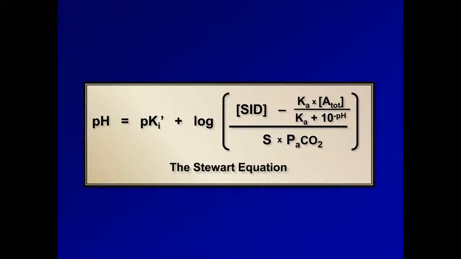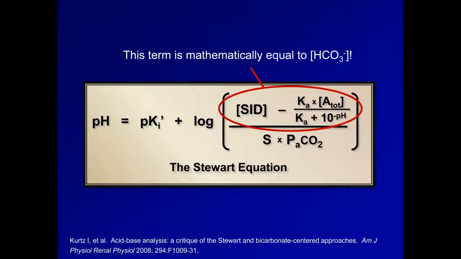To remind you, this equation is the final result of Peter Stewart's complex analysis of human acid-base physiology that was based on his 6 postulates and 6 equations of equilibrium and conservation. What this paper proved was that the numerator of this fraction is in fact mathematically equal to the serum bicarbonate concentration. Therefore, the Stewart equation is nothing more than a dressed-up version of the Henderson-Hasselbalch equation for the bicarbonate buffer system, the same equation that Stewart criticized as non-physiologic.